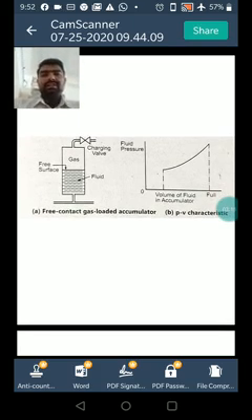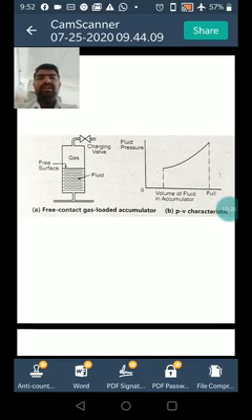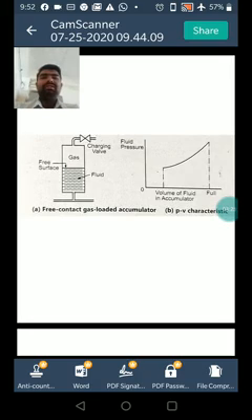The main advantage of this accumulator is that it can handle a high volume of oil, while the major drawback is the ingress of gas into oil by absorption. This type of accumulator is not suitable for systems using a high pressure pump, and trapped gas in the oil promotes cavitation resulting in pump damage.